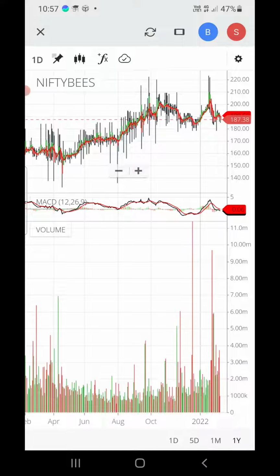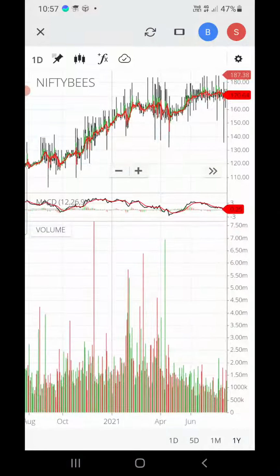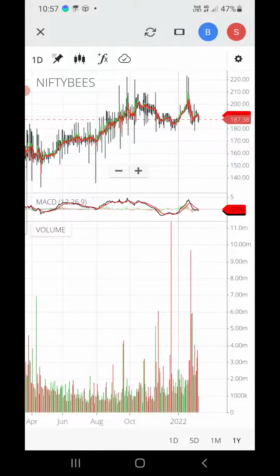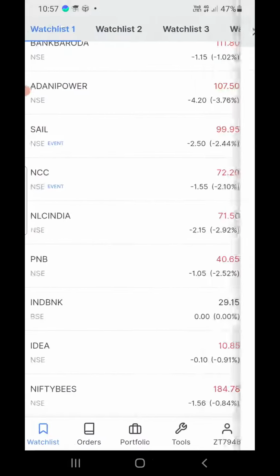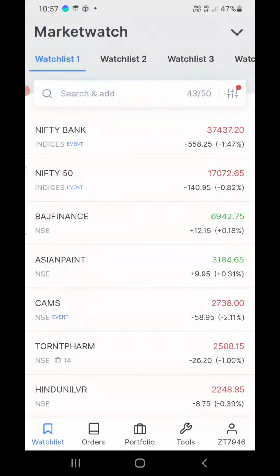Now you can see this is a graph for the 1 year. You can see that it was trading at around 110. Now it has increased, it went up to 220 or something like that. So if you are investing in Nifty Bees, then it will surely follow the trend of Nifty 50 and you can book a good profit here.